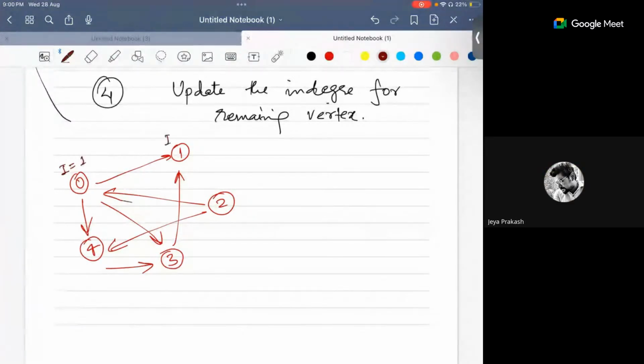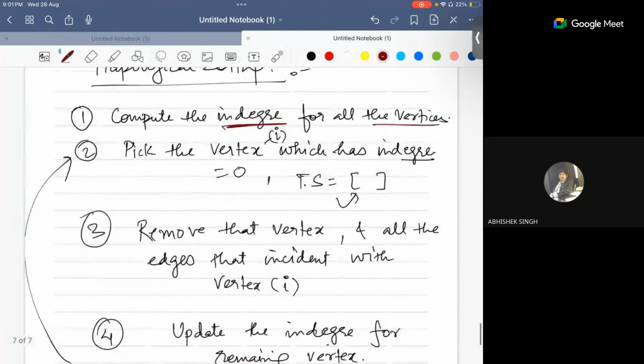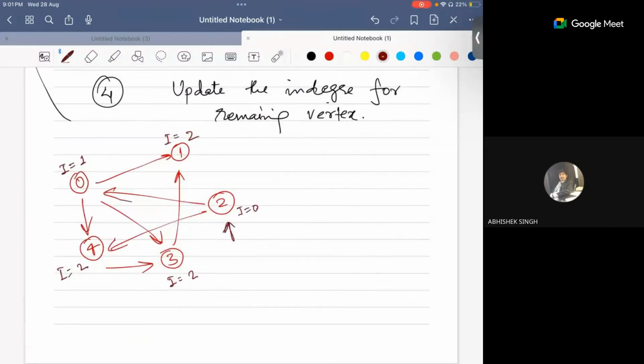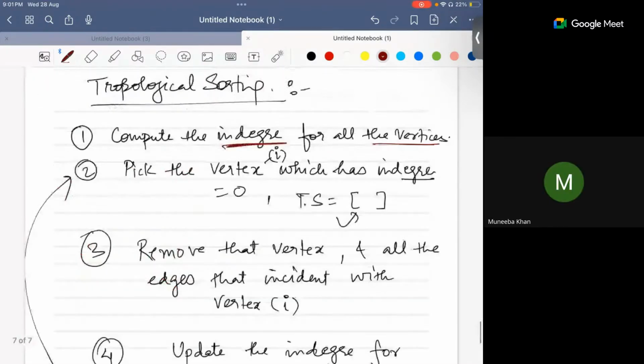But the in degree for 1 is 2, here it is 2, here it is 2, and here it is 0. Correct? Okay, so the first step is done. Now the next step is to pick the vertex with the in degree 0. Which is the vertex with in degree 0? 2, right? We have to pick that vertex and put it in the empty list.